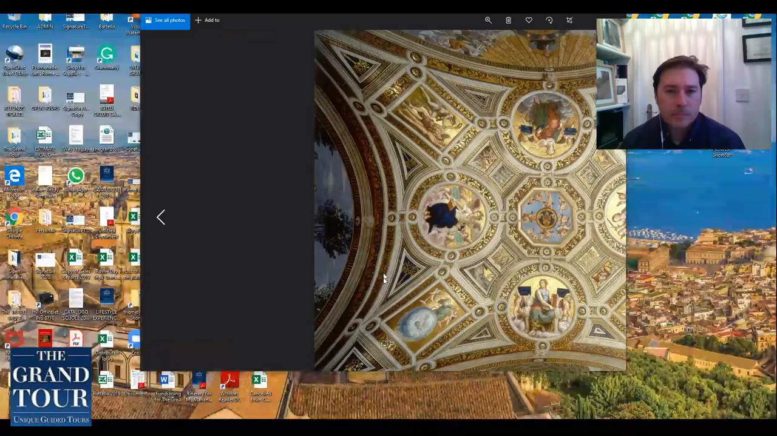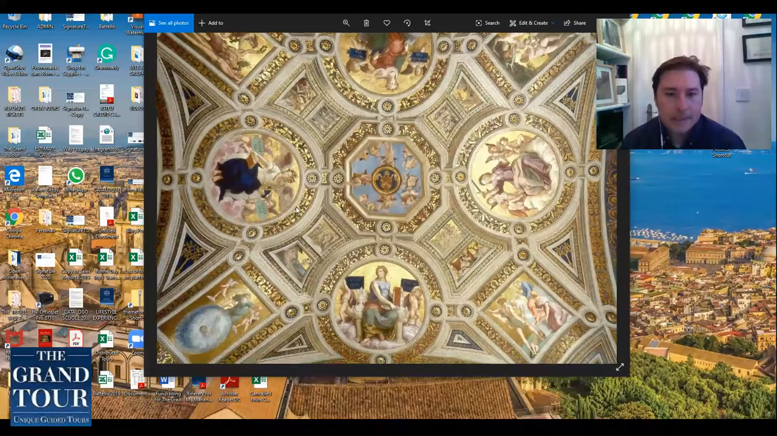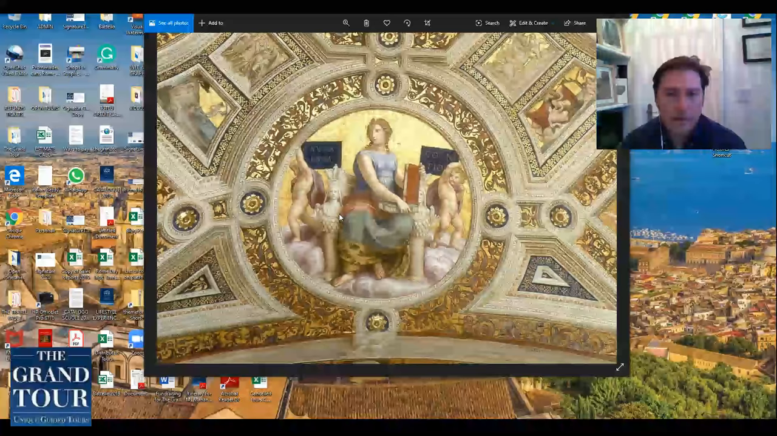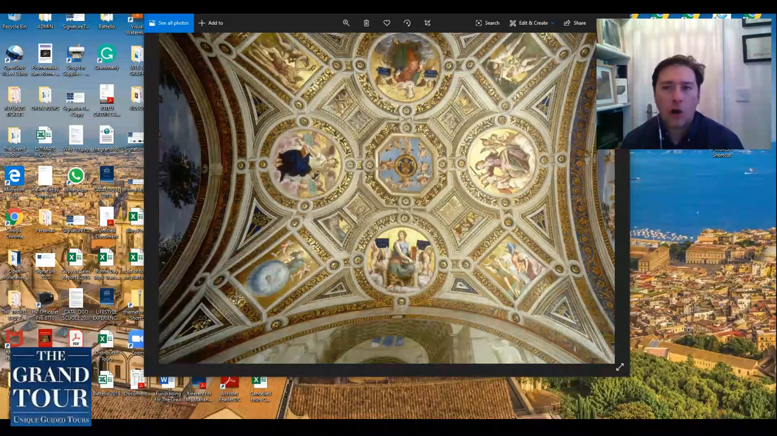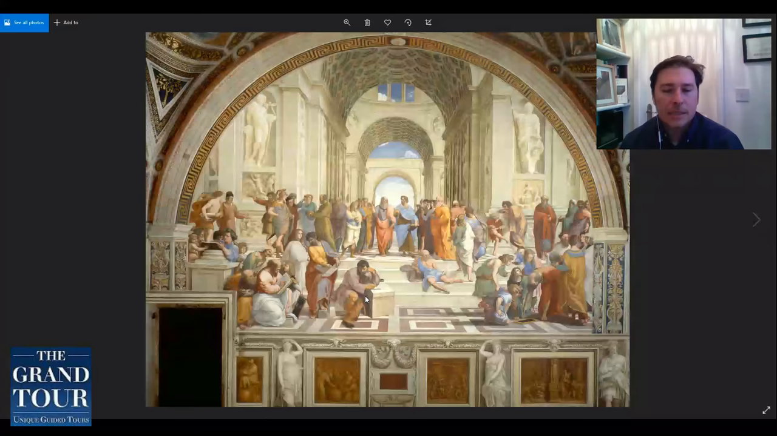Now we have a picture of the ceiling for a better detail. So above science, we have here causarum cognitio, knowing what causes things. This is the definition of philosophy, of science. And let me just get here, the School of Athens.